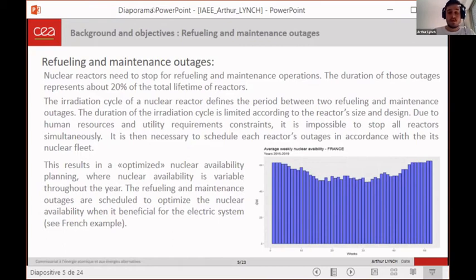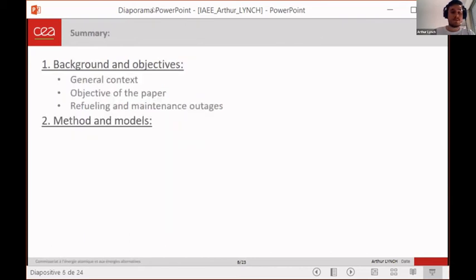And we take the example of France, where we can see the average weekly nuclear availability over the period 2015 to 2019, where we have a higher nuclear availability in winter when there is a high electric demand, and a lower nuclear availability during summer when there is a lower electric demand.